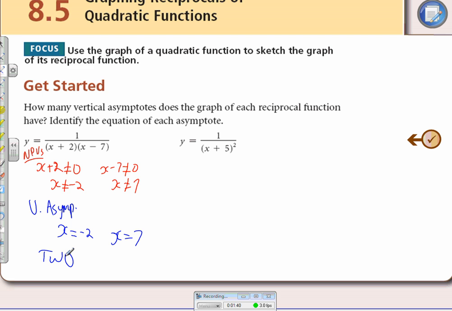X plus 5 squared, well, that's just meaning we've got x plus 5 and x plus 5 again. You're going to get the same thing, so there's going to be only one asymptote, which is x plus 5 equals 0, so x equals negative 5 is your vertical asymptote. The NPV was x cannot equal negative 5.